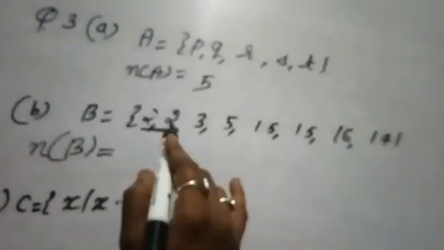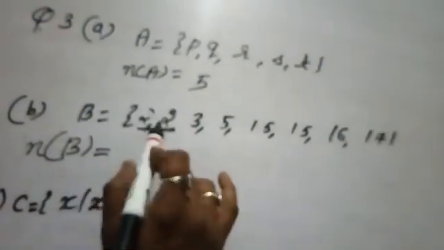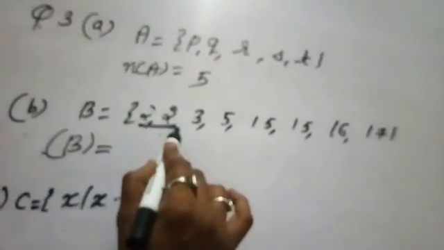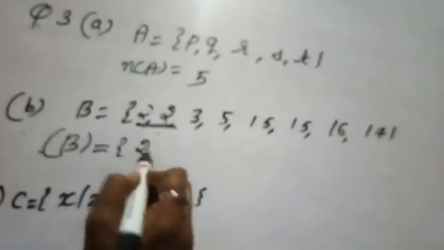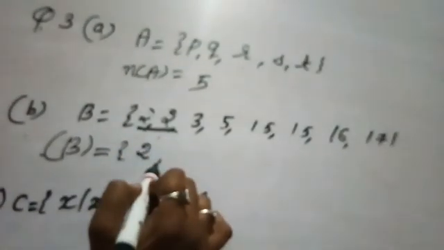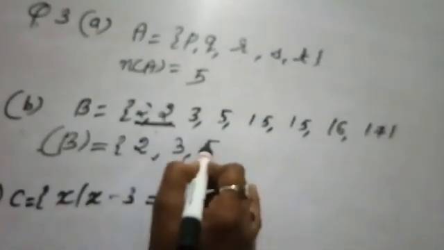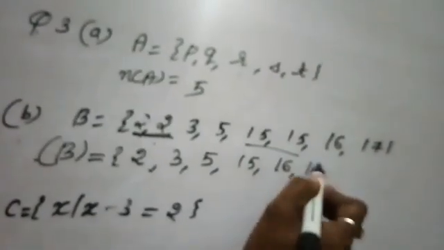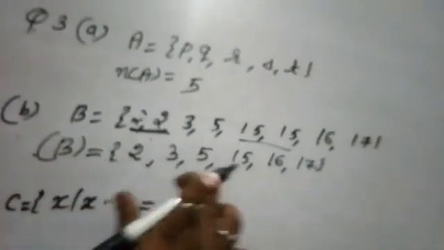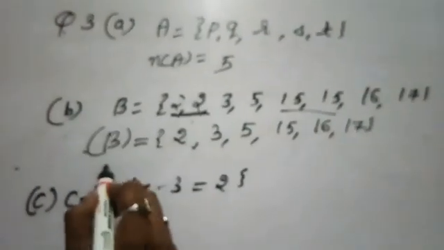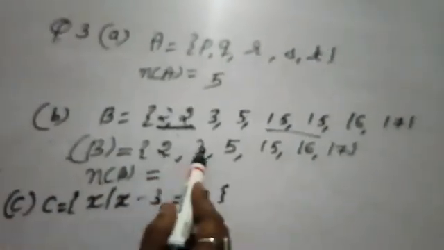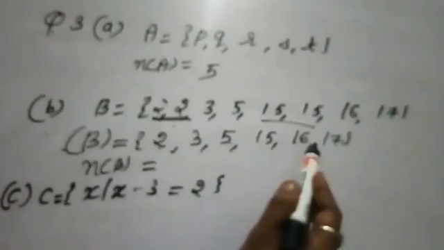So here it is 1, or we can write down the elements of set B in the right form. 2 appears 2 times, so we will write it one time. Then 3, 5, here 2 times, so it is also one time. Then it is easy to count the number of elements in set B. So the number of elements in set B, 1, 2, 3, 4, 5, 6.